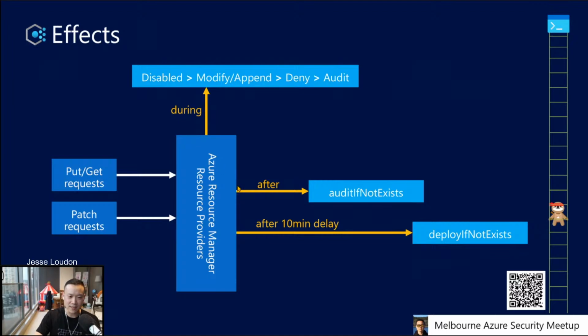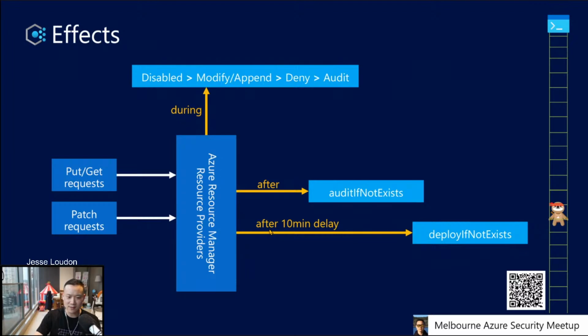And then if the effect in your policy is an audit if not exist effect, it happens afterwards, because that audit if not exist effect needs to evaluate a secondary resource, not the parent resource. So it could be like a child resource that's related to your deployment. So that's happening after the initial put and get request there.